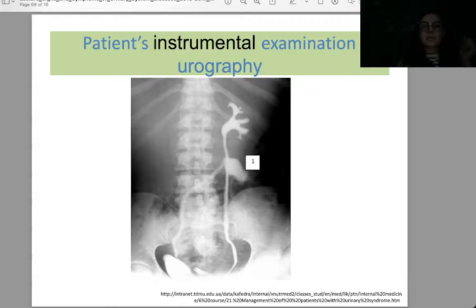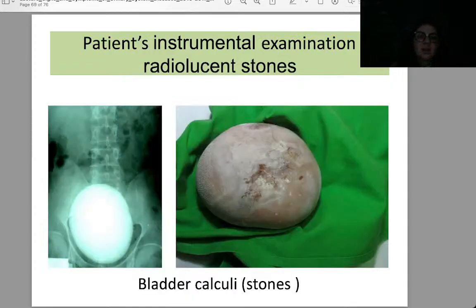It is urography, when the contrast is injected through the catheter retrograde to the ureter, and it is visualization of all sides of the urinary system by the contrast. X-ray picture, and here you see an example of a radiolucent stone. You see on X-ray a huge stone of the cyst, and after operation you see this real photo of this stone.